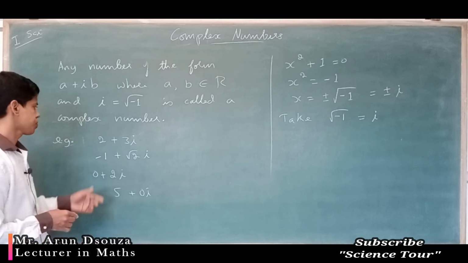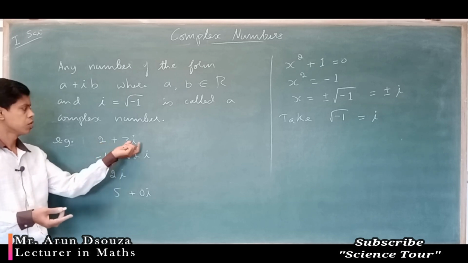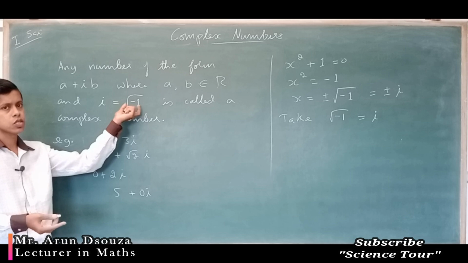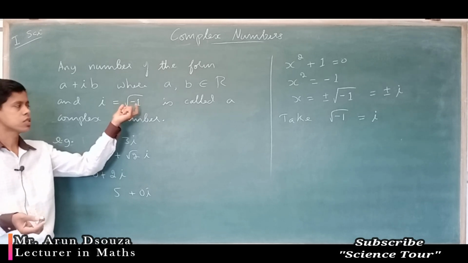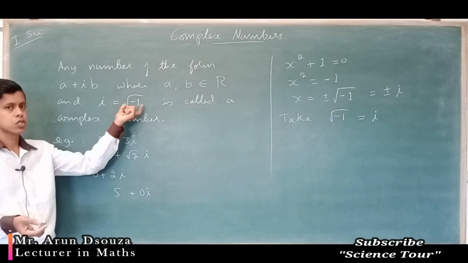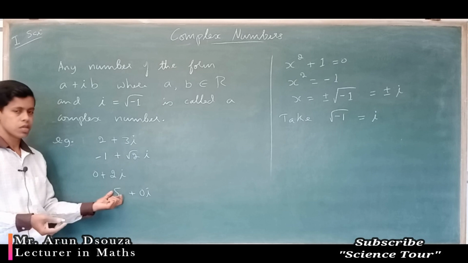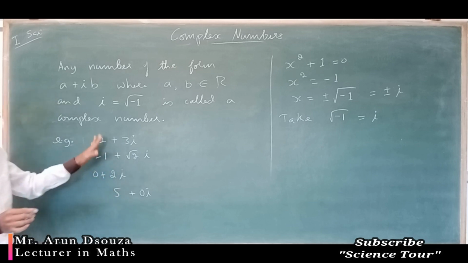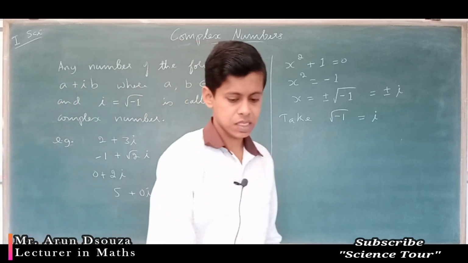So there are additional numbers which are not real. This is not a real number, because i is the square root of minus 1. The square root of minus 1 is not a real number. It does not belong to the set of real numbers. So please remember that. These are additional numbers. So all the real numbers are also complex. These are a few examples of a complex number.